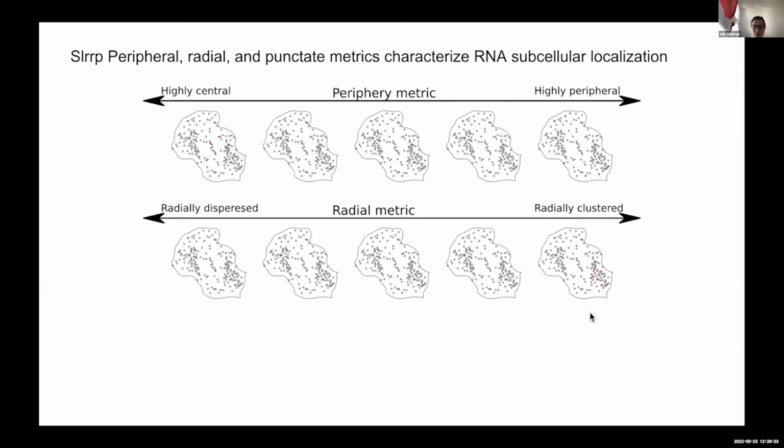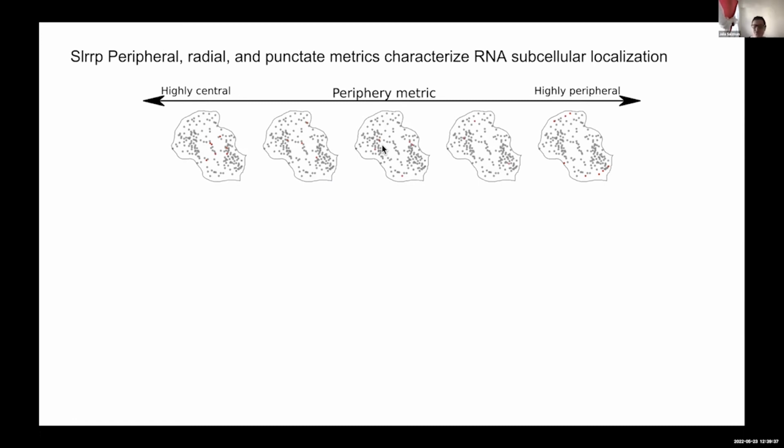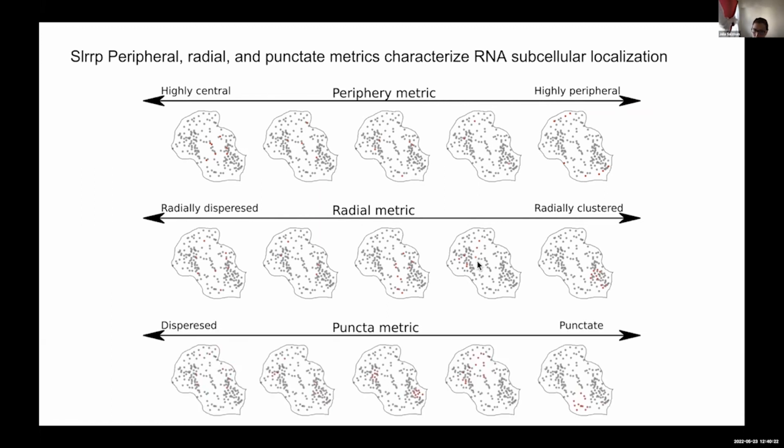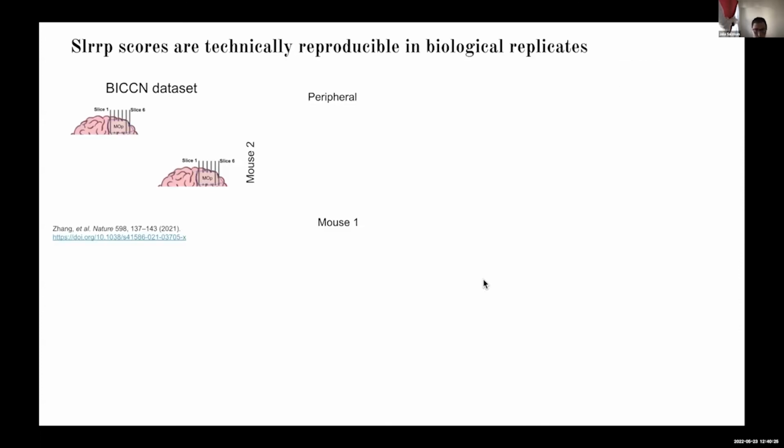The intuition here: we actually have three SLRP measures, one that is peripheral, one measuring how radially concentrated a transcript is, and one how punctate the RNAs are. If you can see the dots, the red dots are supposed to represent the particular gene under study. In this case, it's highly peripheral compared to random, or central here and random in the other plots. And so this gene would receive a low score if it's highly central and a high score if it's highly peripheral. We have a second metric that measures how radial the gene is, and then a third one that measures how punctate the gene is. And I'm not really going to talk more about that here.